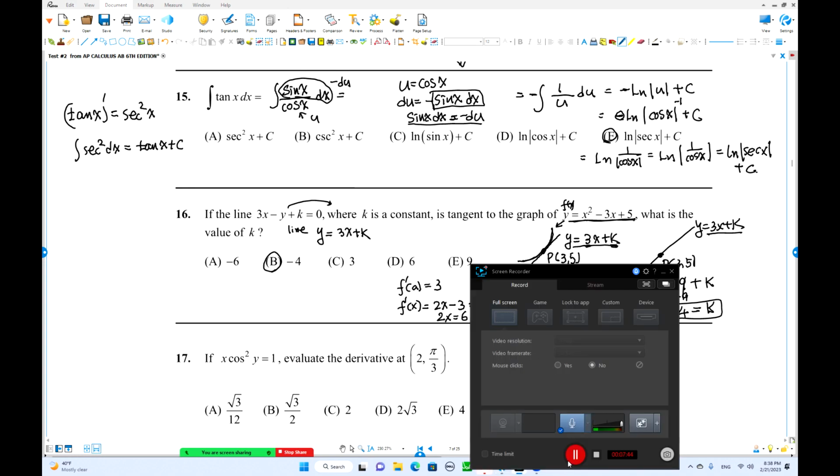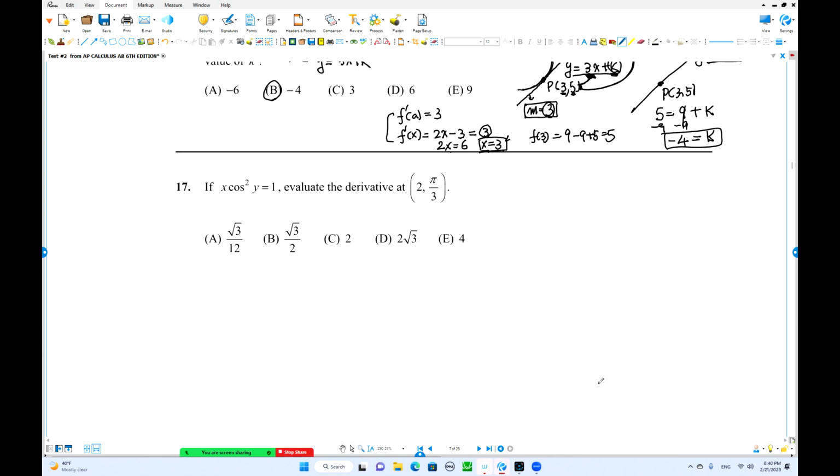Is it okay? So I'm going to hold the recording. You figure out number 16 by yourself, okay? Okay. The next one, number 17. X times cosine squared of y equals 1. Evaluate the derivative at x equals 2 and y equals pi over 3. So dy/dx. Maybe they might need both numbers.